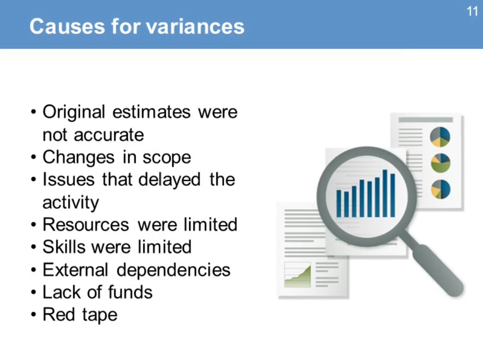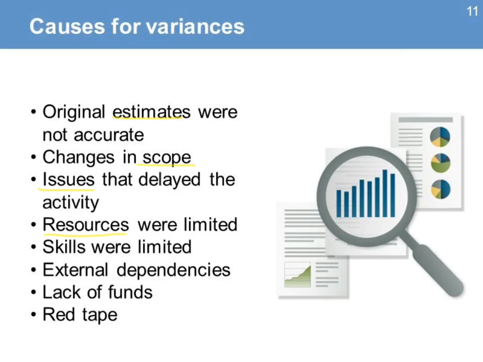There are many causes for variances in a schedule. Here are some of the most common. The original estimates were not accurate. Maybe the estimates were too optimistic. Changes in the scope that change the activity but not the time. Issues that delay the activity.